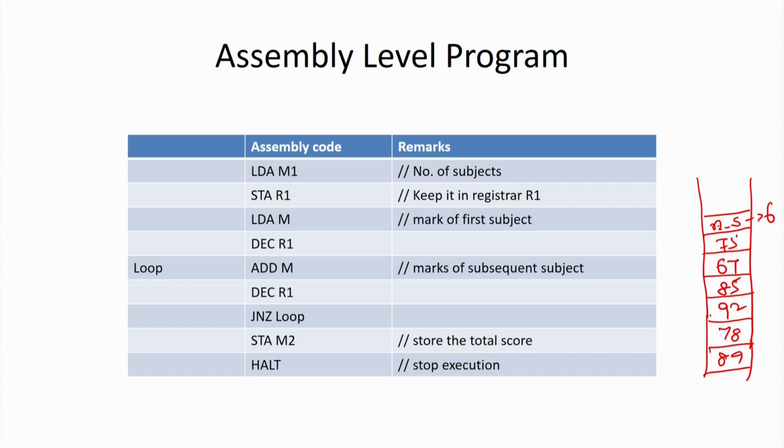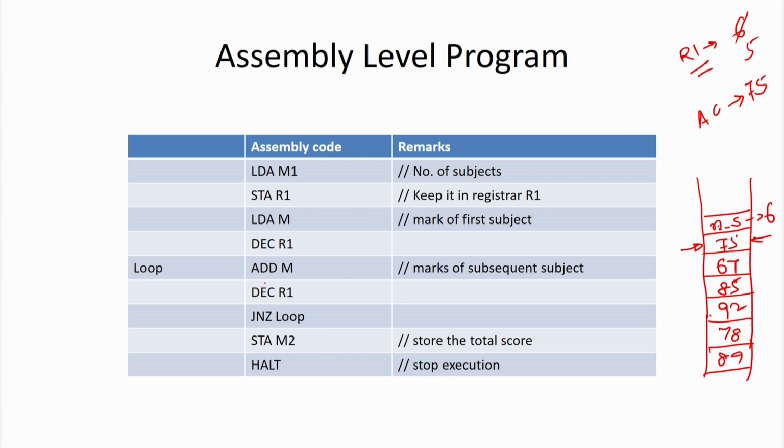Initially I bring this particular number 6, then store accumulator R 1. We are storing this in register R 1. So now R 1 has 6, the number of subjects. Then load accumulator memory: I give the address of this particular memory location in this instruction, and we get this list. This information is in the accumulator now, so the accumulator has 75. We have already taken care of the first number, so we decrement R 1. The value of R 1 becomes 5, because we have already taken care of one number.